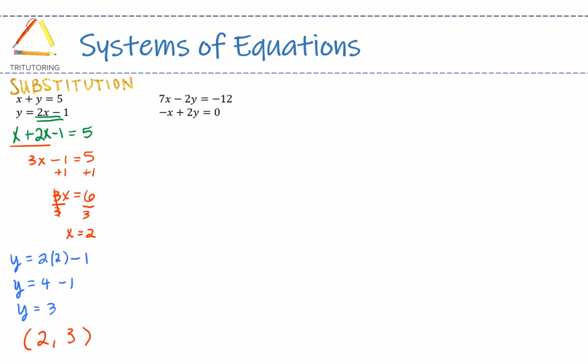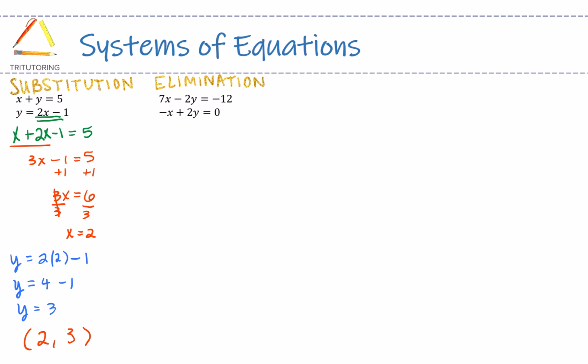So maybe I have another system, but there isn't a variable already isolated. 7x minus 2y equals negative 12, and negative x plus 2y equals 0. None of those terms are isolated. There's not a coefficient of 1 somewhere. So instead of doing substitution, I'd like to use elimination.